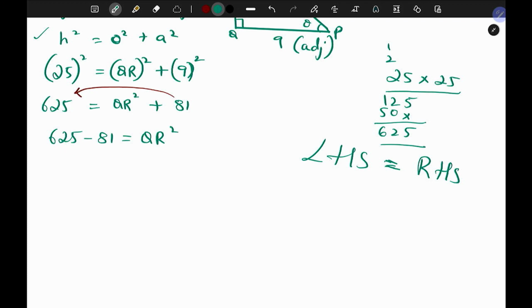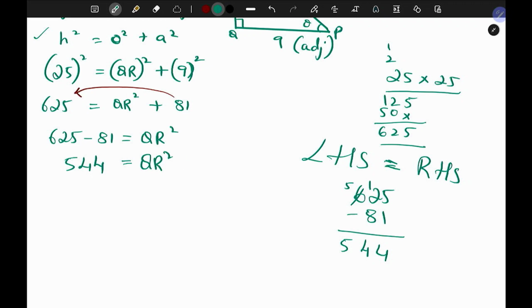And now you subtract 625 minus 81. 5 minus 1 is 4. We'll borrow 1 and it becomes 12. 12 minus 8 is 4 again. And alright, so we've got 544. So this value is going to be 544 equals QR square.